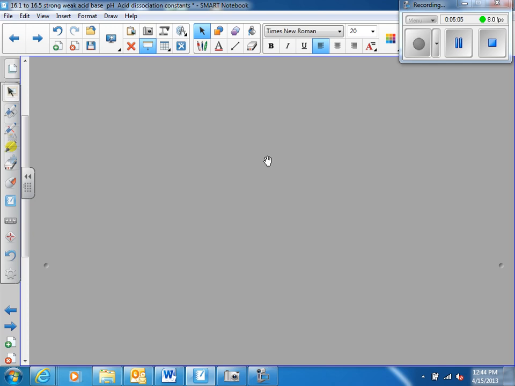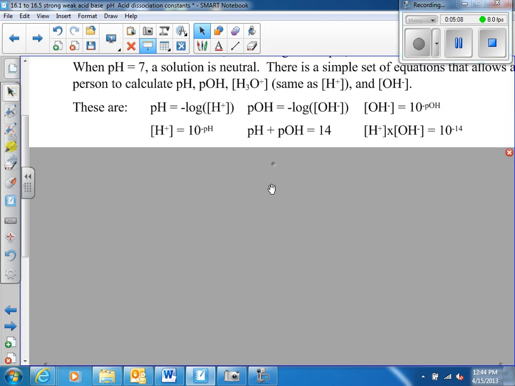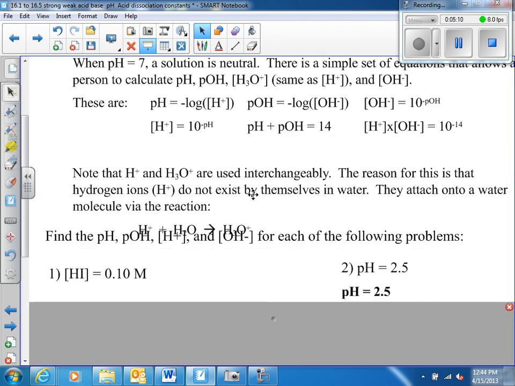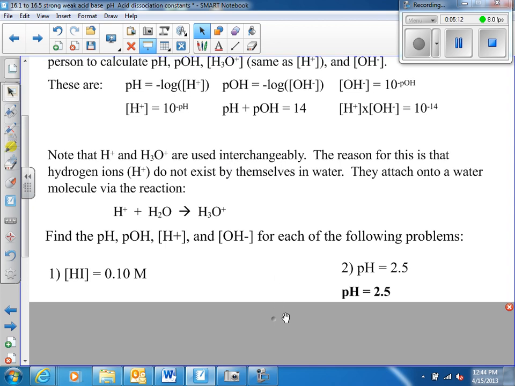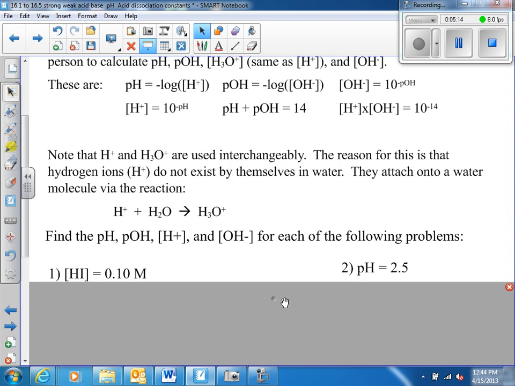So don't, oops, what did I do? Oh dear. Okay, there we go. Don't look at the solutions on the right as we're going through this.